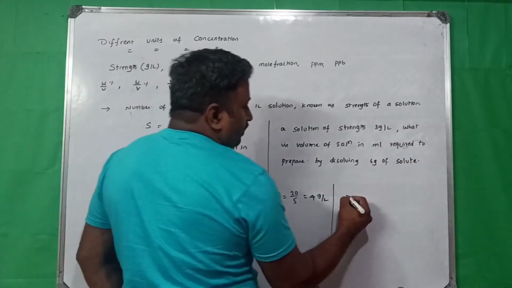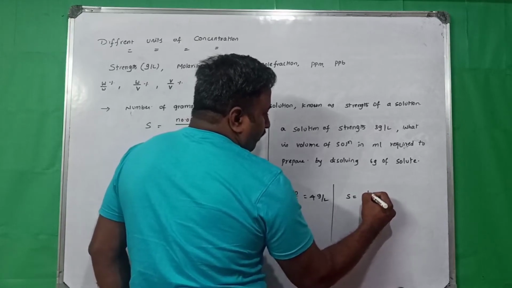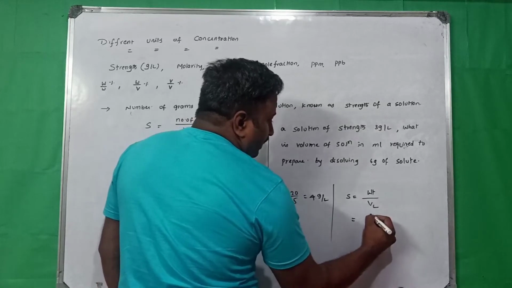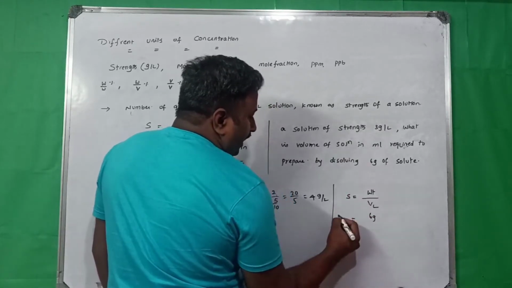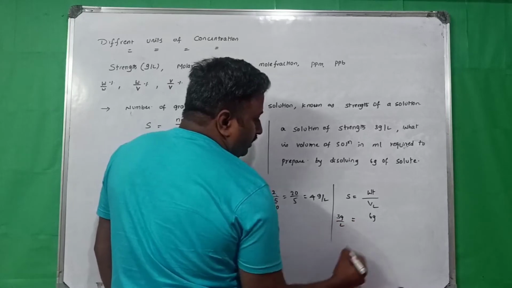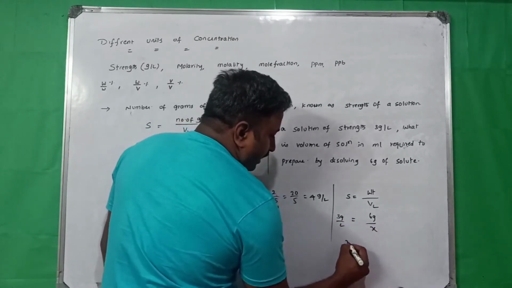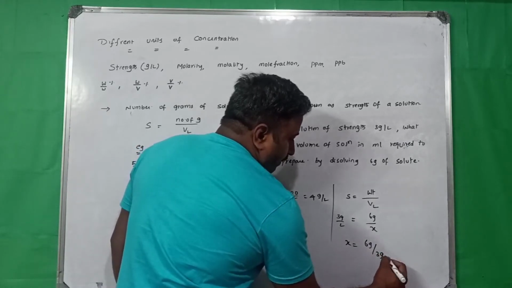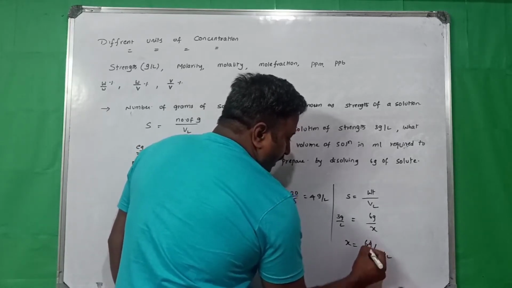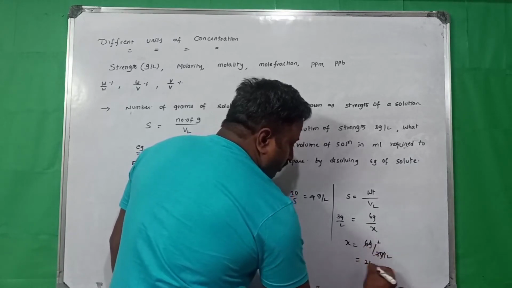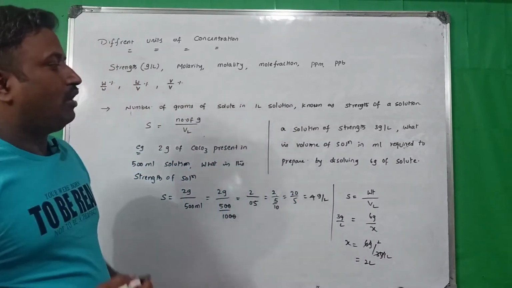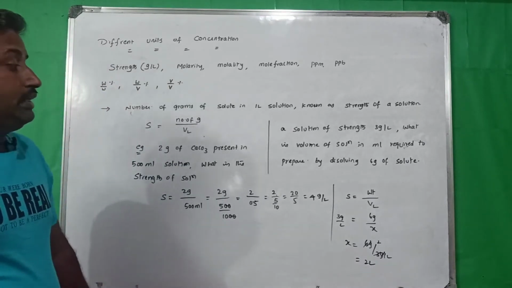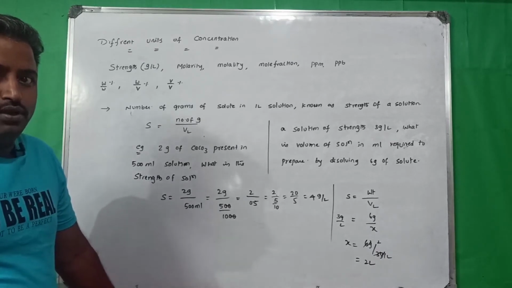So here strength is equal to weight of solute upon volume of solution in liters. Weight of solute given is 6 grams. Strength we need is 3 gram per 1 liter. Then volume is X, so X is equal to 6 gram upon 3 gram per liter. Grams cancel, 3 2s are 6, then we need 2 liters of solution. So if you dissolve 6 gram solute in 2 liters, then we'll get 3 gram per liter strength of the solution.